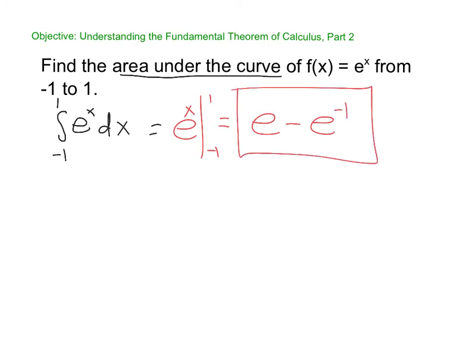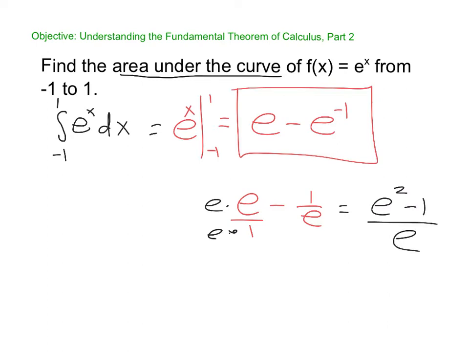That's the answer. You could do e minus 1 over e, with a common denominator, times e over e. So if you really want to go for it, you could do e squared minus 1 all over e. Both of those are correct. It doesn't really matter. The only thing is if this was a multiple choice on the AP, it would probably be written like that, so you would need to be able to rewrite it.